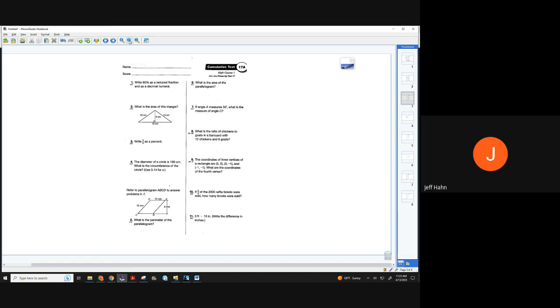Alright, so number 1, write it as a reduced fraction and as a decimal number. Reduced fraction is 4/5, and the decimal is either 0.8 or 0.80 they have, although it should be 0.8. Wow. Please just once, I don't need you to continue. Number 2, the area of that triangle should be 48 centimeters squared. You could try to do it like immediately.